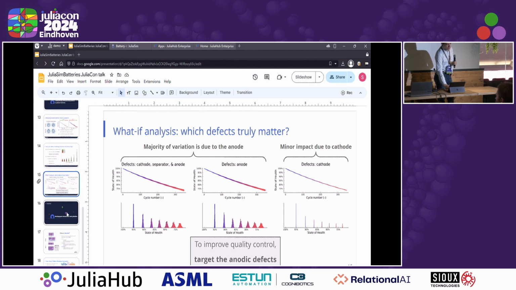This can then be very useful in analyzing which defects are the most important ones in order to improve quality control, so that we know what defects we should target in the design process of the battery.